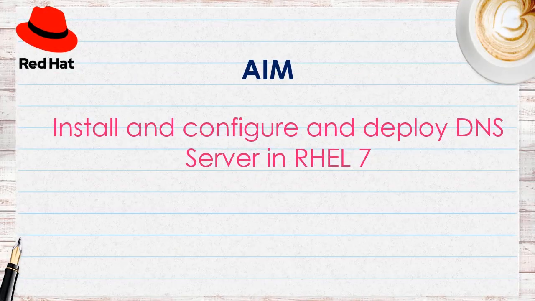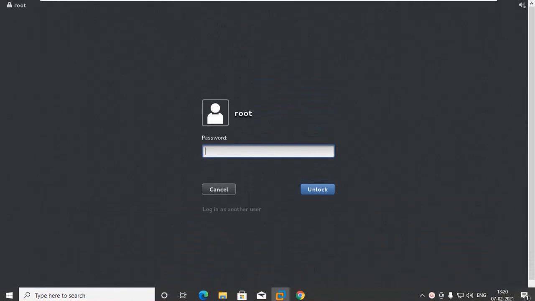In this session, we will install, configure, and deploy a DNS server in RHEL 7. DNS is a distributed database system which is used to associate host names with their respective IP addresses. In a RHEL environment, a DNS server is known as a name server.